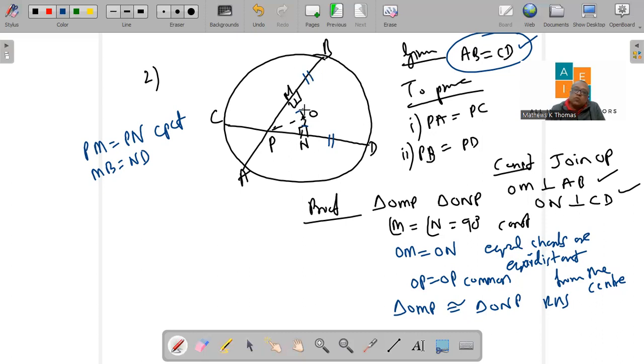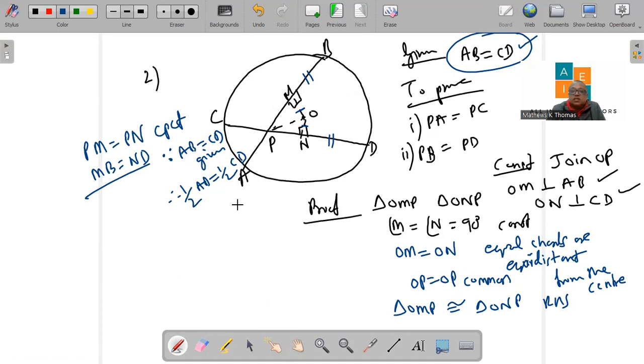And now, why can we say half of AB is MB? Because we just now did the theorem that the perpendicular bisects the chord. This perpendicular is dividing AB into two equal parts. So MB equal to ND because AB and CD are equal, given. Therefore, half AB equal to half CD. And that is why we can say MB equal to ND.